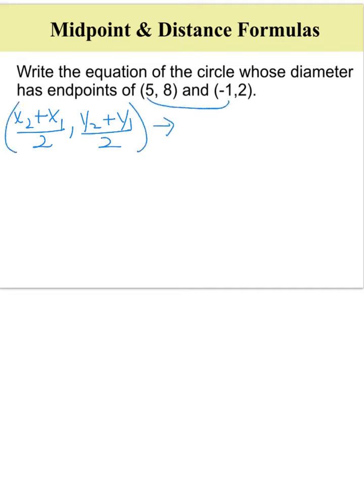So here are my x values. 5 plus a -1 is 5 minus 1 divided in half, comma. 8 plus 2 divided in half. And my new coordinate, 5 minus 1 is 4 divided in half is 2. And 8 plus 2 is 10 divided in half is 5. This is the center of my circle.